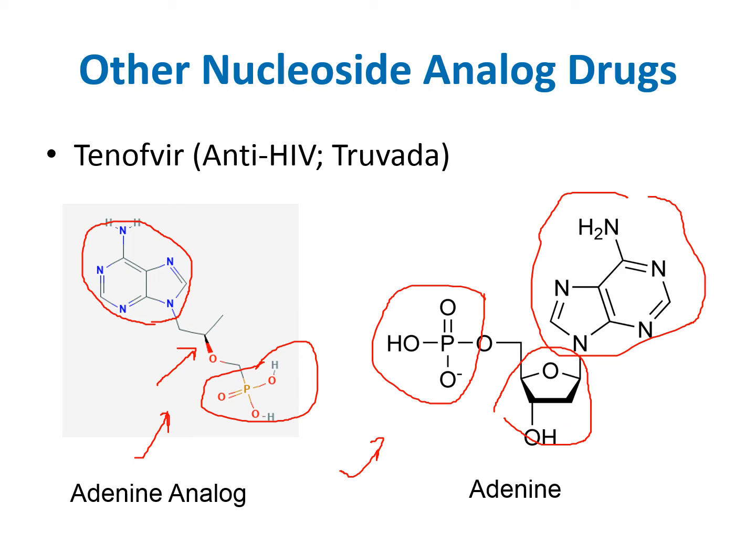Tenofovir is also used as a PrEP medication. So PrEP stands for pre-exposure prophylaxis, which means that the drug is meant to protect against HIV infection before someone comes in contact with HIV. All right, so that's Truvada, aka tenofovir.